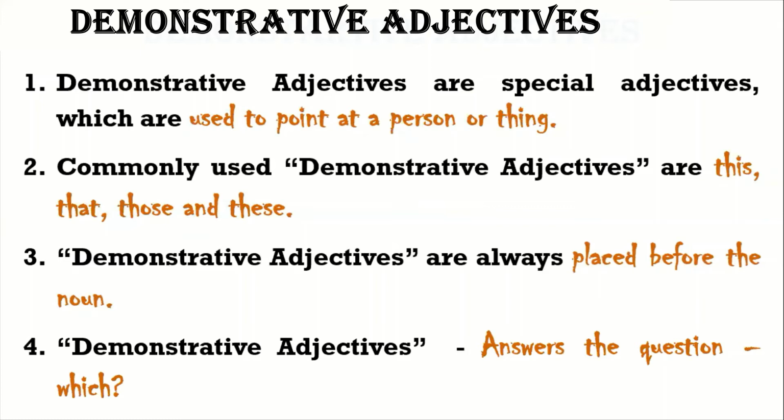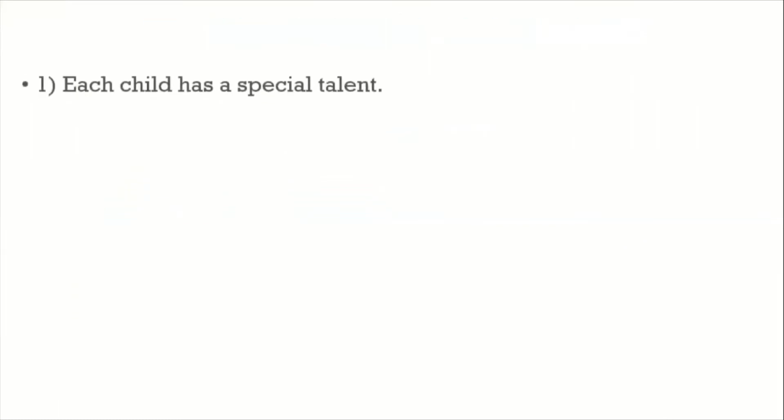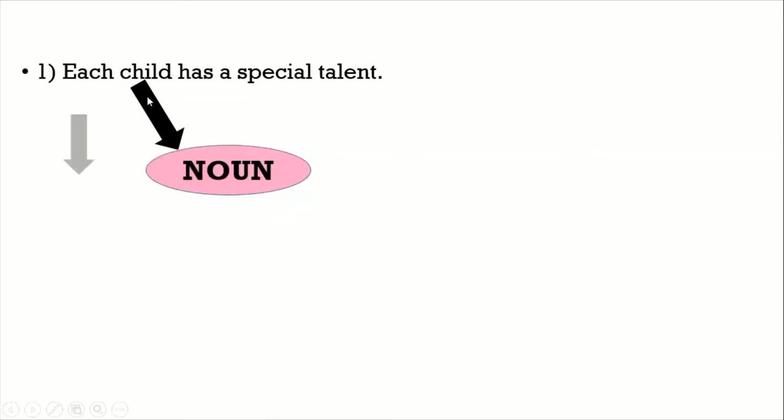Good. Now, let's move to the last kind of adjective. So, write it down. Each child has a special talent. Now, in this sentence, which is a noun? Child is a noun. Yes or no? Each child has a special talent. So, in this, child is a noun. Before child, what is each? That is called a distributive adjective.